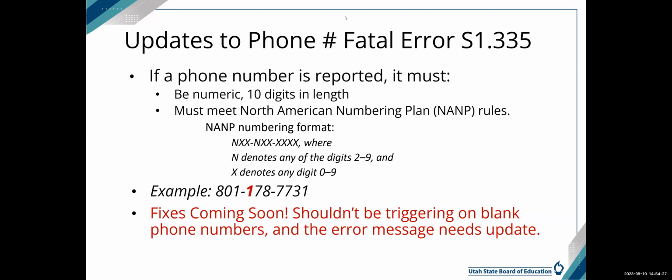So this example, 801-178-7731, is going to trigger this error because that fourth place can only be digits 2 through 9. So the 1 is, we know for sure, a typo or a bogus phone number. Although, caveat, this is a new validation error that we just released, or a new change to the way this validation works.